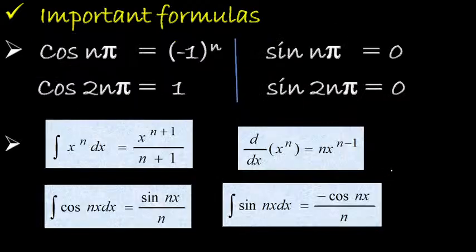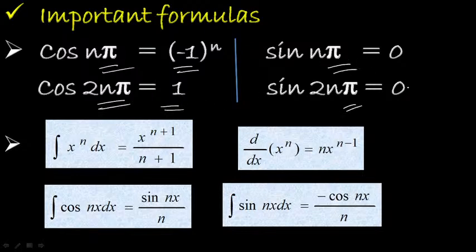Then next, you should know the values of cos n pi and cos 2n pi. Cos n pi is (minus 1) whole power n, cos 2n pi is plus 1, whereas sin n pi and sin 2n pi are both 0 if n is an integer. Here we are going to take only integer values, so both sin n pi and sin 2n pi become 0. Besides that, you should know that cos 0 is 1, whereas sin 0 is 0.